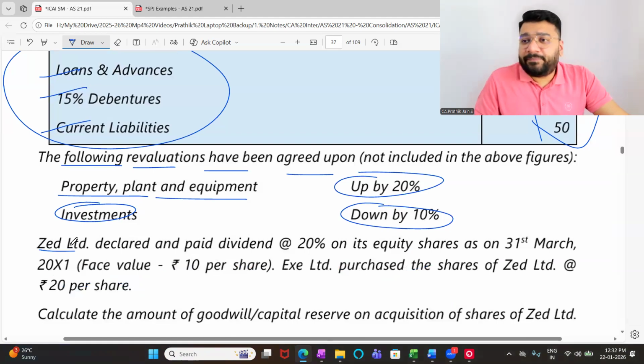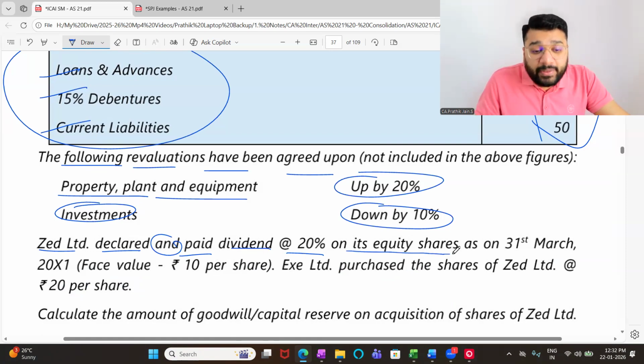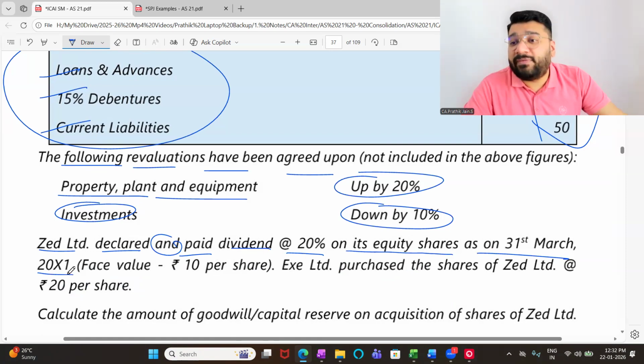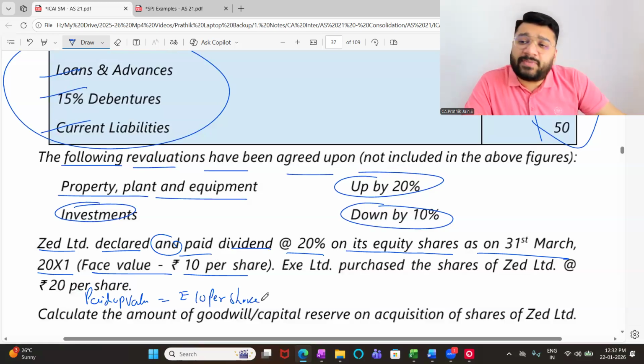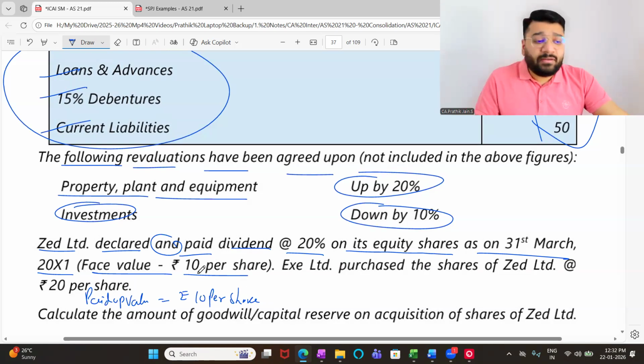Z Limited subsidiary declared and paid dividend at 20% on its equity share as on 31st March 2001, end of the year. What dividend is? Interim dividend. Paid out of which profit? Current year's profit. Whose face value is 10 per share. If face value is 10 per share, what is the paid up value? Same 10 per share. When we calculate dividend, do we calculate on the face value or paid up value? Always paid up value. Since paid up value is not given, we assume that the face value is equal to paid up value. Got it, not got it? So dividend will be calculated on the paid up value.